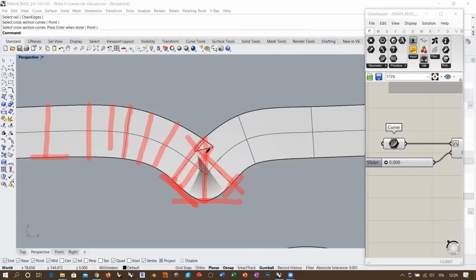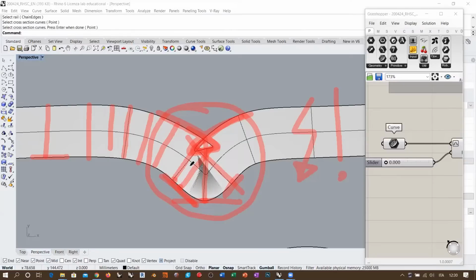So in order to keep the relationship between the cross section and the rail along the sweep, this is what happens. There is this opposite direction for the endpoint along the sweep in this area. This is a self-intersecting surface, which is something that's extremely problematic. So try to avoid this.